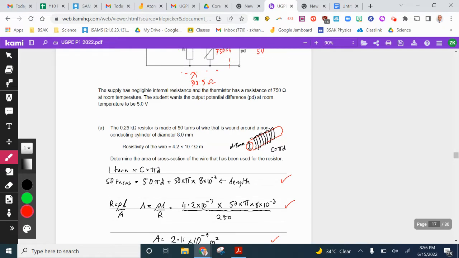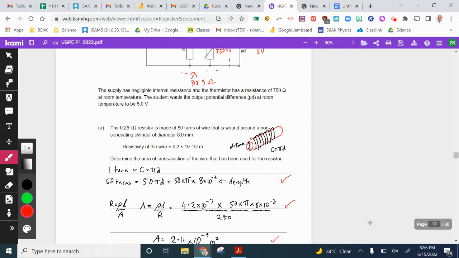So we know resistivity is given. So try to find a formula that links resistivity and cross-sectional area, which is this here: R equals rho L over A. And we want to find the cross-sectional area, which is rho L over R. Okay, so we want to find the cross-section area of the wire.